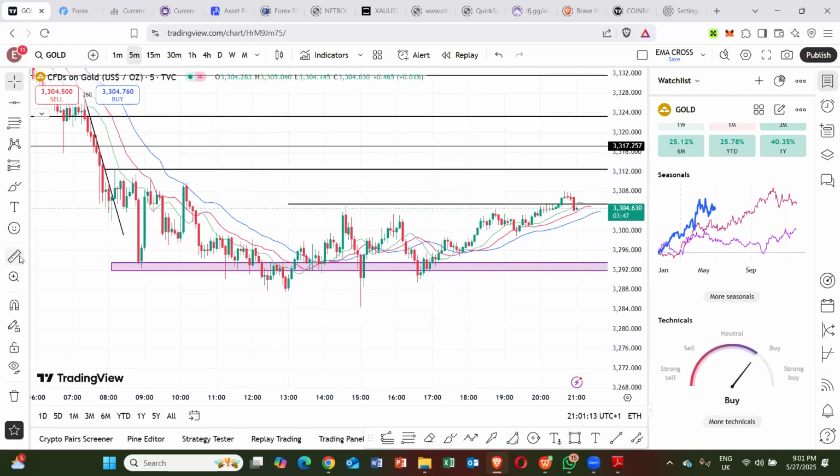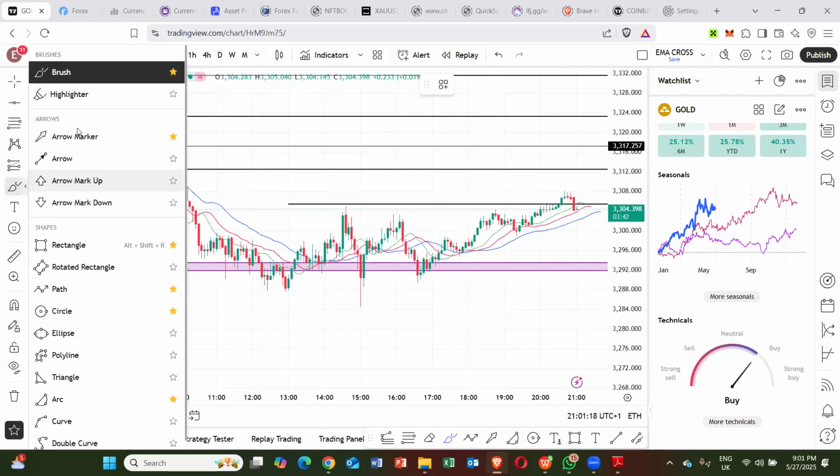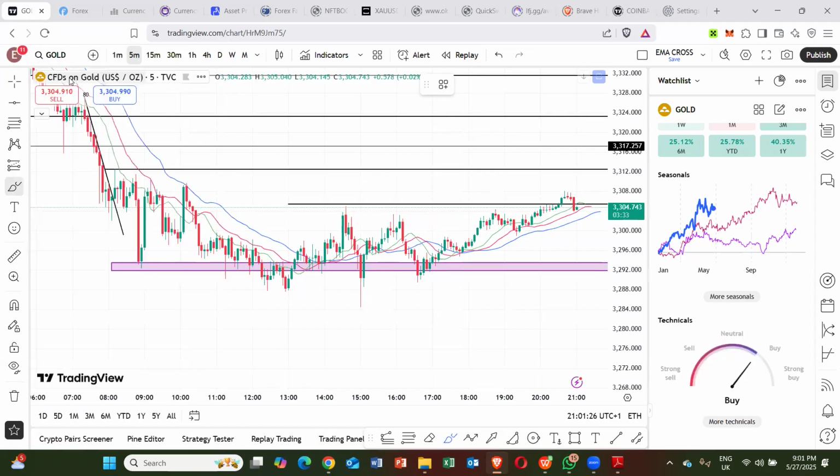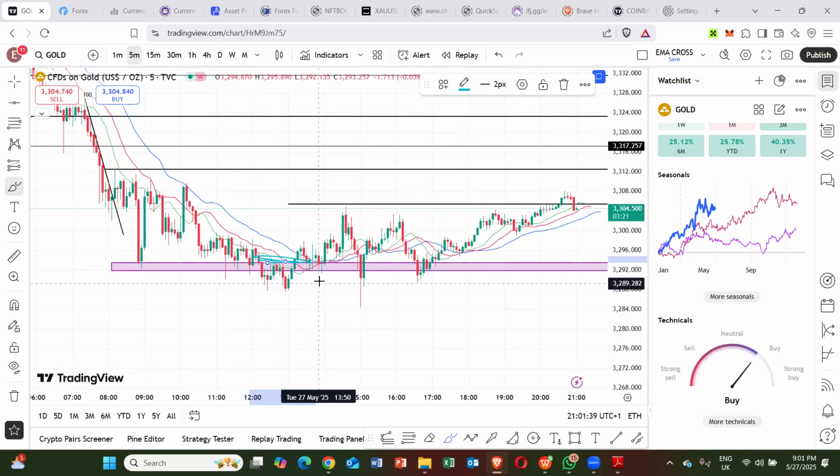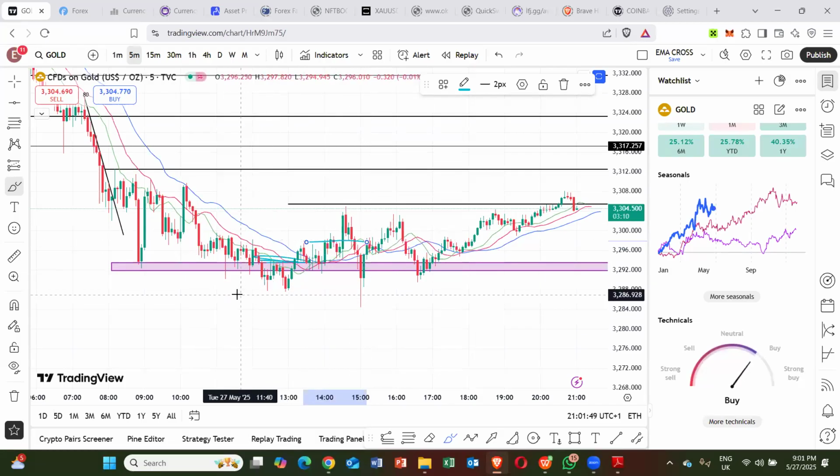So the first change of character, let me get a brush. Let me use brush here. Okay, so this level was a change of character. It went up, came down. By the time it gave this leg, I entered the market. I entered from here to begin to go back up, and my stop loss was just here.